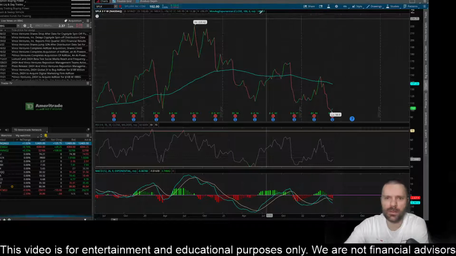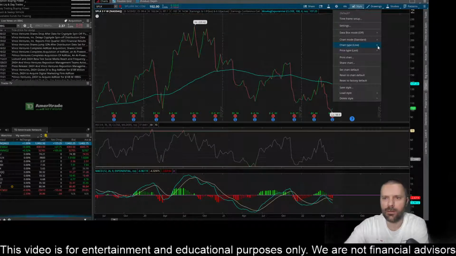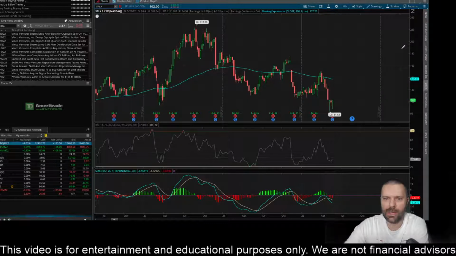What you want to do, it's probably going to default out. If you're new to Thinkorswim, it should default out to this line style of chart. So you want to go to the upper right here and click on this style button and go down to chart type and make sure you are on candle.